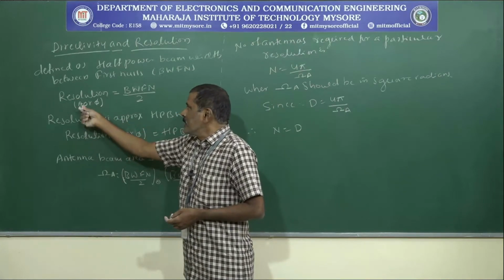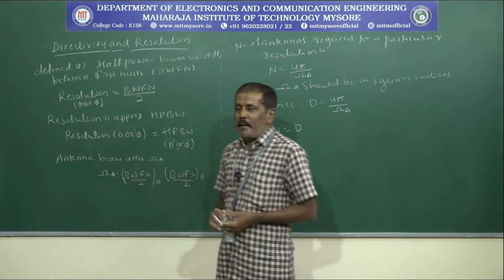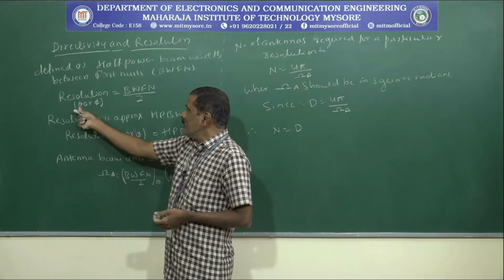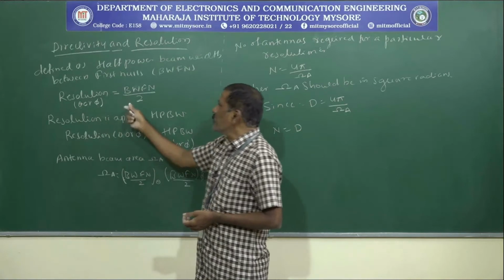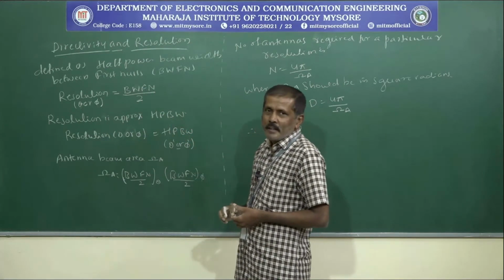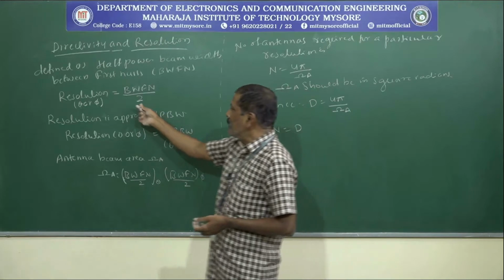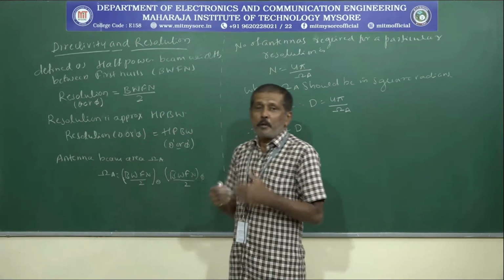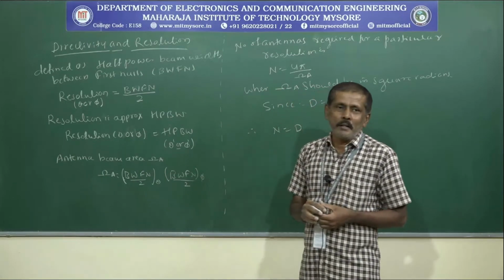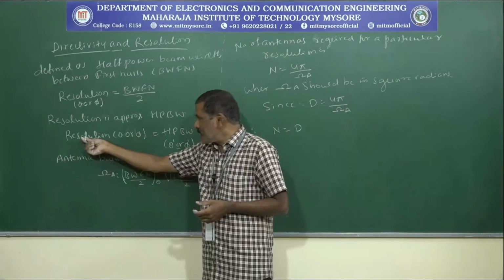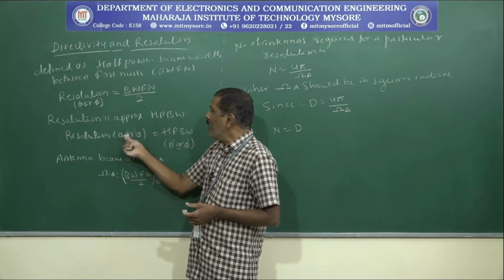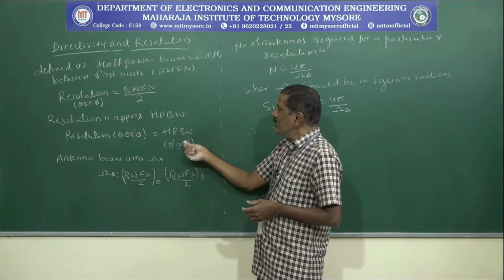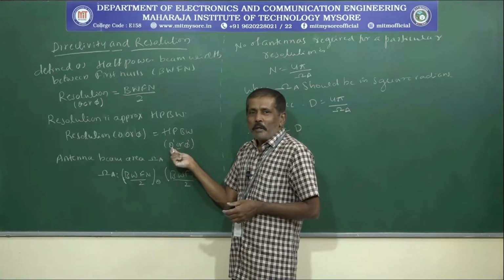And this resolution may be either in the vertical plane or in the horizontal plane. That is, resolution in theta or phi is equal to BWFN, that is bandwidth between the first nulls, divided by 2. And this resolution is approximately equal to the half power beamwidth, either in the vertical plane or in the horizontal plane.